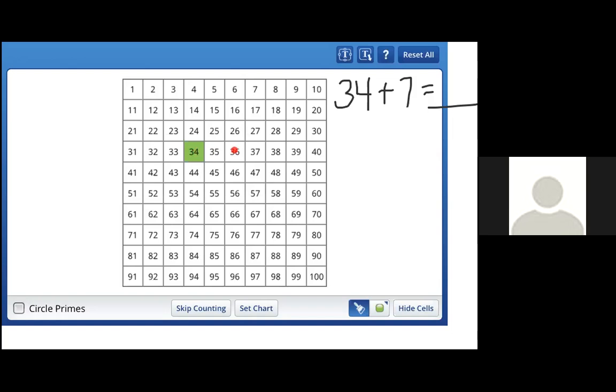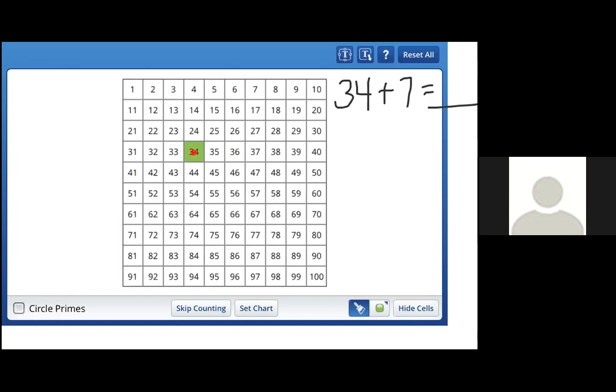1, 2, 3, 4, 5, 6. Uh-oh, I'm out of space on that row. I have to go down to the next row. And I have to be careful when I do that because I want to make sure I don't go back to the beginning of this row. I need to go down to the next row. So after 40 comes, that's right, 41 when I'm counting. So let's try that again.